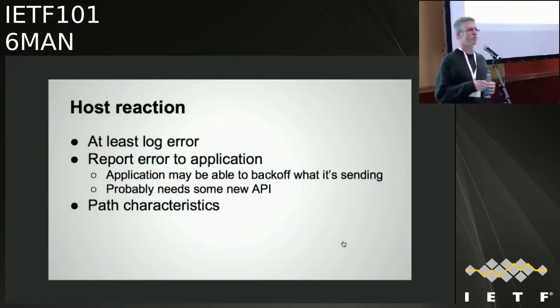We could also adjust path characteristics. So if we figure out that there is a problem on a path as opposed to just a particular host, we may be able to set that. And then when a new application comes up, it can get these path characteristics and maybe not go immediately to using too many extension headers or something of that nature.